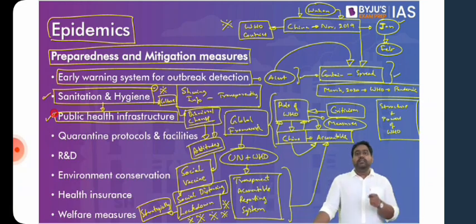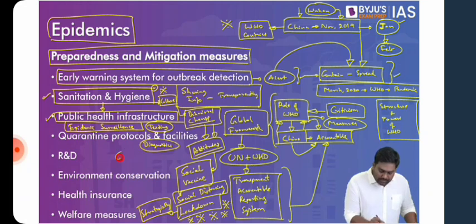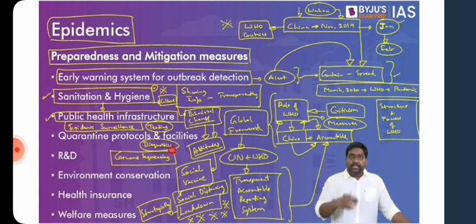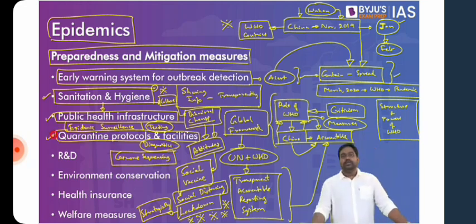So strengthening your public healthcare infrastructure is critical, along with improving your epidemic surveillance, improving your testing facilities, improving diagnostics, genome sequencing to study different pathogens, understand their mutations and the new strains which are coming up. For that, the infrastructure should be present. Next, the importance of implementing quarantine protocols and facilities, screening passengers at airports.